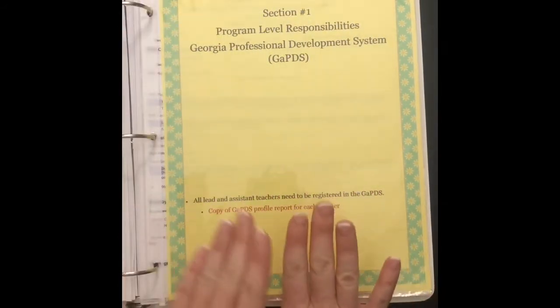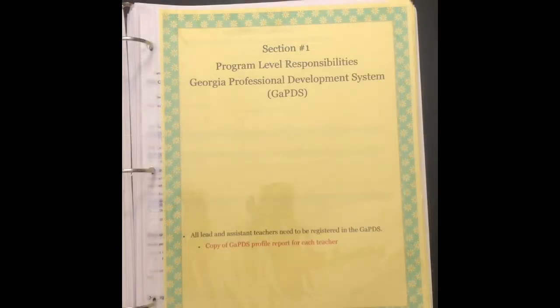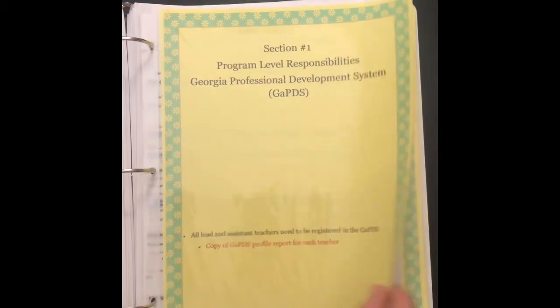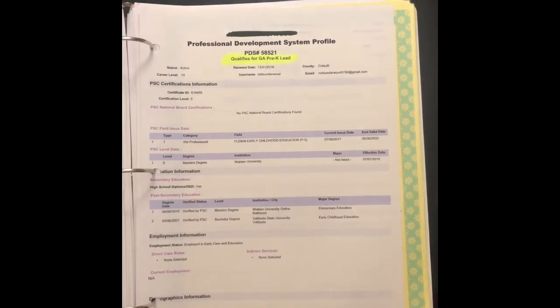The next section under Section 1 is the Georgia PDS profile. You will have a copy of the profile report for each individual lead and assistant teacher. So you will see here is a sample of what the profile report looks like.